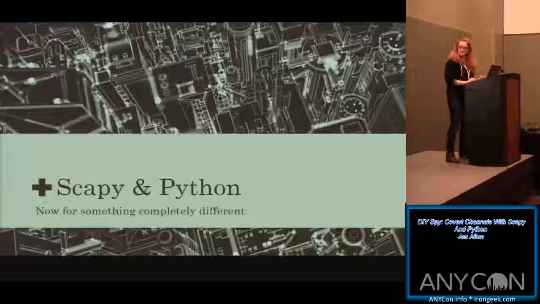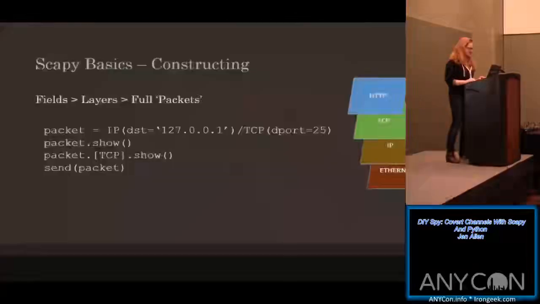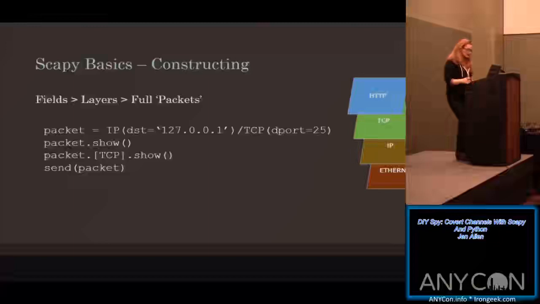Okay, so let's take a look. I'm going to switch gears on you a little bit, and we'll take a look at Scapy and Python. So first of all, the Scapy basics: constructing packets in Scapy is pretty straightforward. It uses a concept of layers for protocols. So we're looking at fields that build into layers that build into full packets. So you'll see I've got just a snippet of code here. I'm building a packet and I'm identifying at the base layer the IP layer. All I'm telling it is a destination IP address of the loopback. And that's all I have to do.